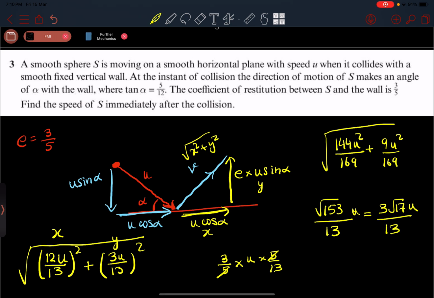So the speed after collision would be 3 root 17 over 13 u, because what I did is we split this as root 9 times root 17. Root 9 became 3, and then the root 17 was left. That is question number 3.